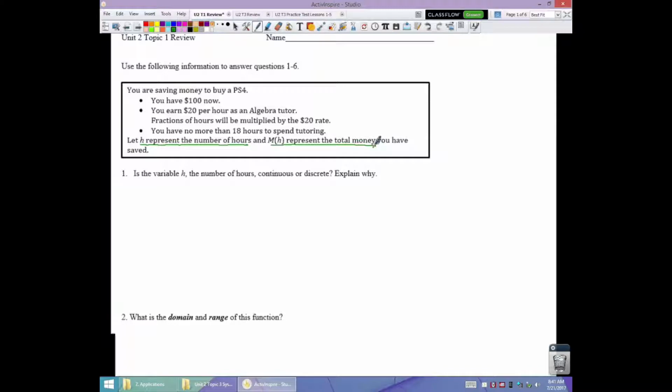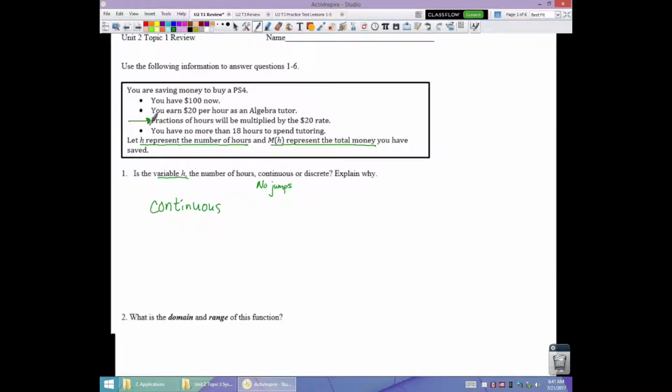So is the variable H, our hours, continuous or discrete? Well, remember, continuous means there are no jumps, that everything is connected. And discrete is when you have separate, individual, countable numbers of hours. In this case, we are definitely a continuous variable, H. It's continuous because of this statement that says that fractions of hours will be multiplied by the $20 rate.